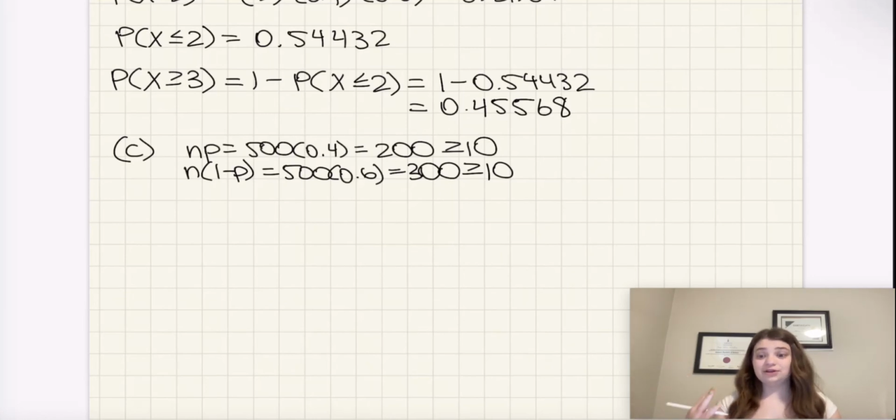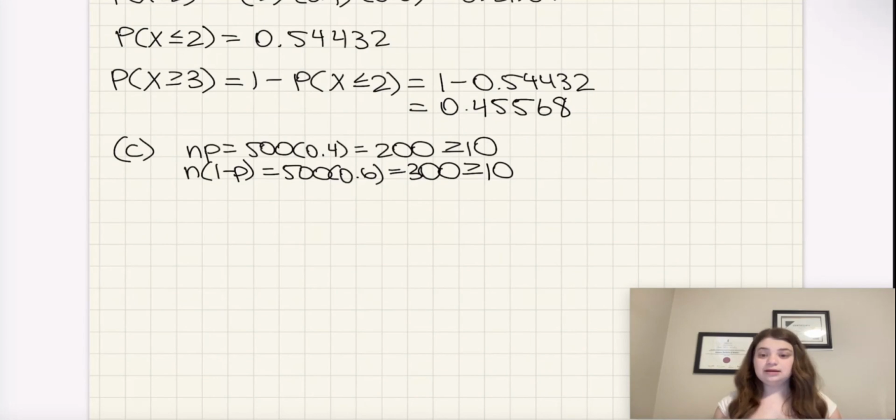Because successes plus failures is going to be that total sample size, it's going to add up to 500. And if one's 200, the other's got to be 300. But either way, the point here is that this third condition is met. And so we are able to use the normal approximation for the binomial distribution for this particular example. All right, so how do we do that? Well, first we need to find the mean and the standard deviation.